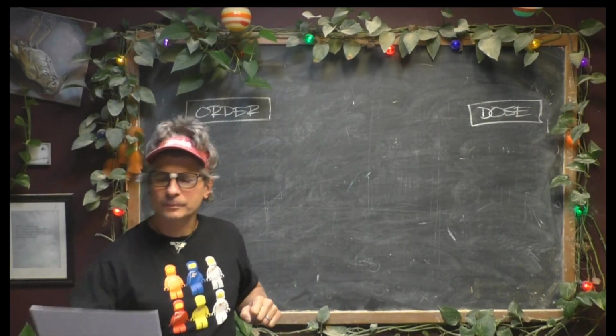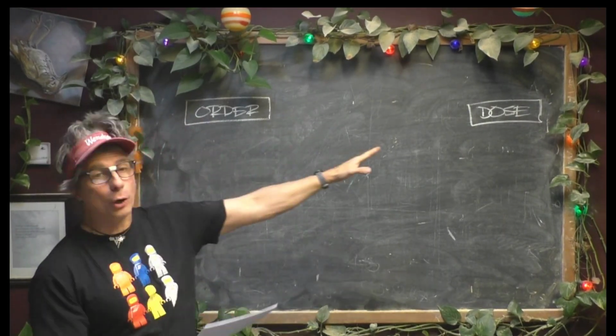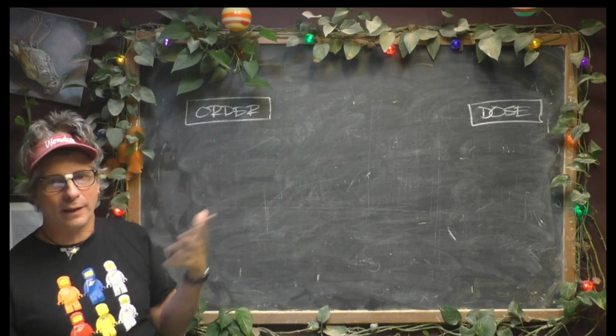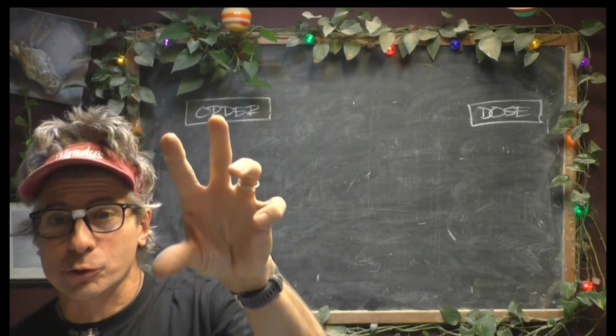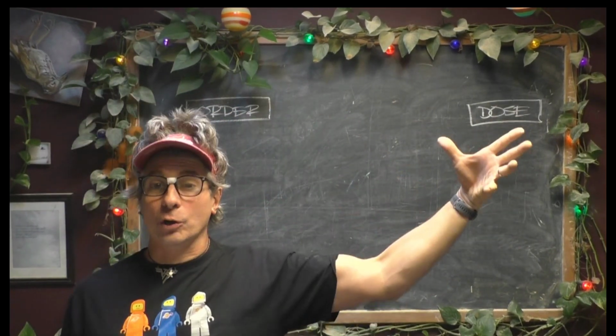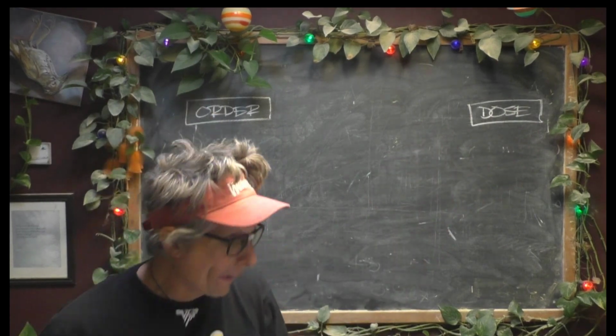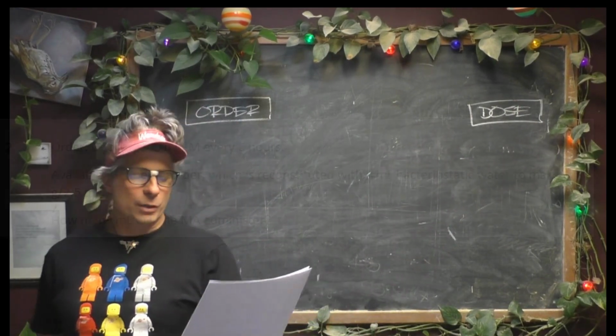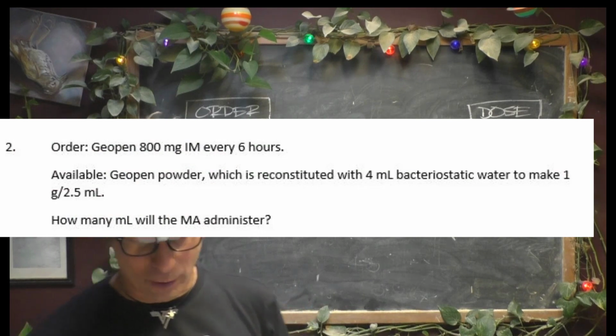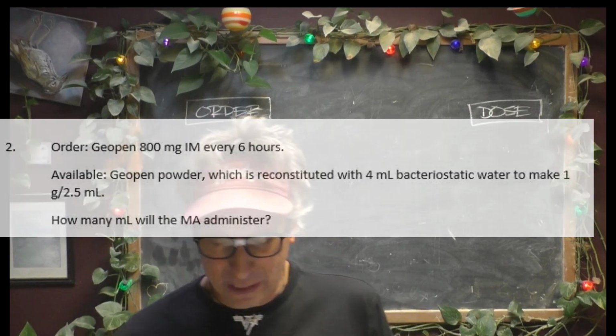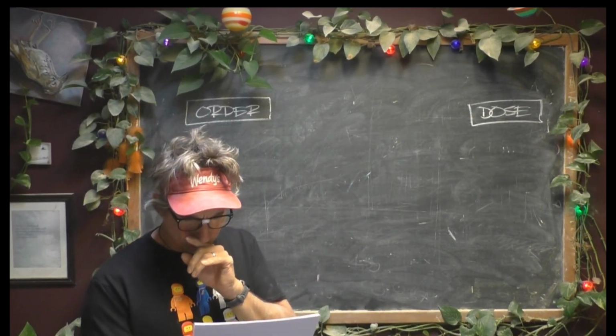Let's try number two. I've left order and dose up there because I have a feeling every single one of these things is going to have a doctor's order and then a dose request. Like, what are we going to have to do to dose these people? Yep, right there. Order: Geopen, 800 milligrams IM, whatever that means, every 6 hours.